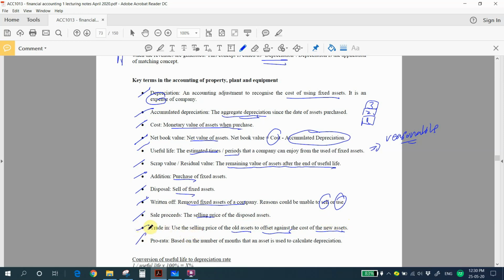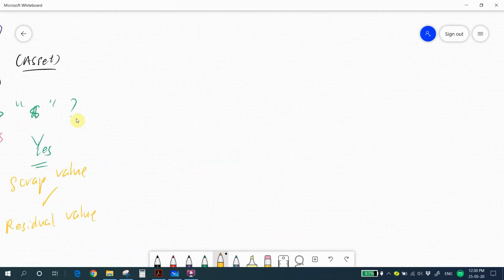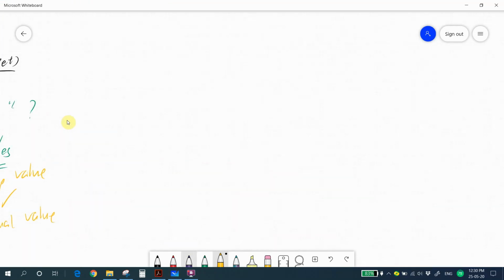Next one, pro rata. What is pro rata? It is based on the number of months that an asset is used to calculate the depreciation. Normally, when we calculate the depreciation, we have to base it on a pro rata basis. For example, let's say this is a calendar year. Let's say 1, 3, 6, 9, 12.